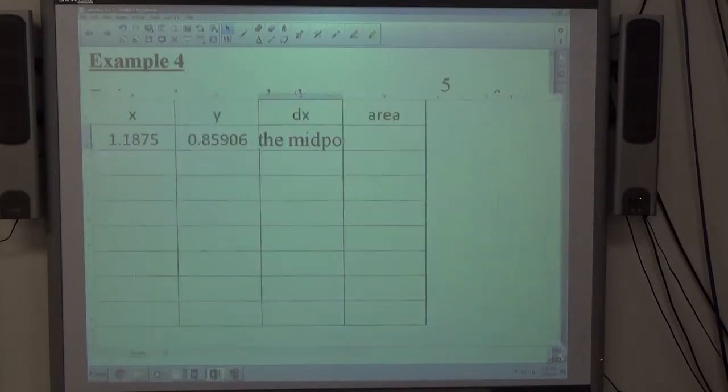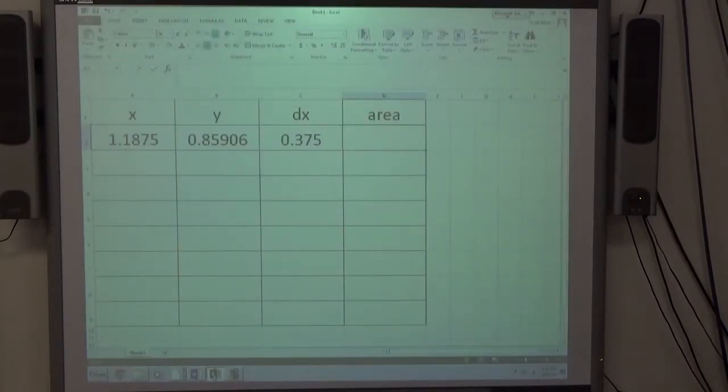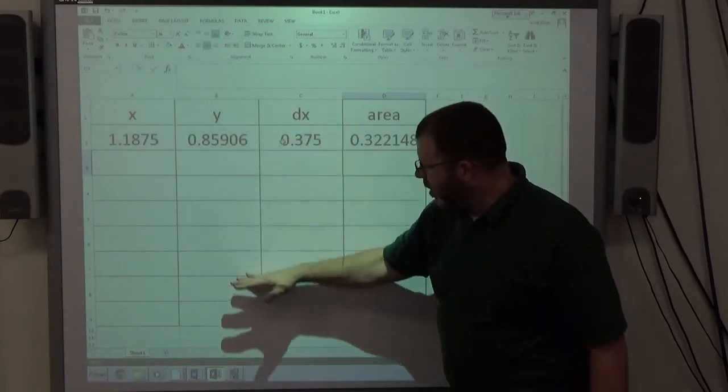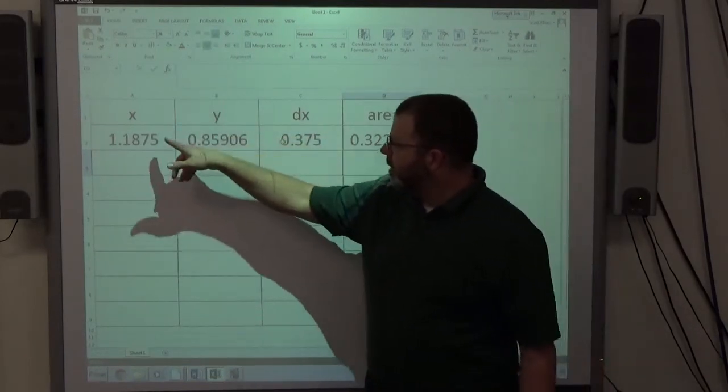Yep, 0.375. And then the area equals the y value times the dx value. So b2 times c2 creates the area formula. And again, that just represents the very first rectangle, all right? Now, what we have to do is fill in all these formulas.